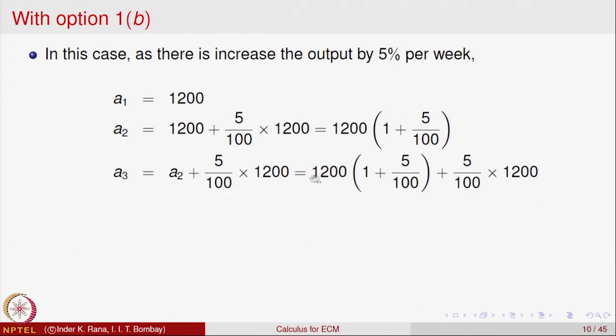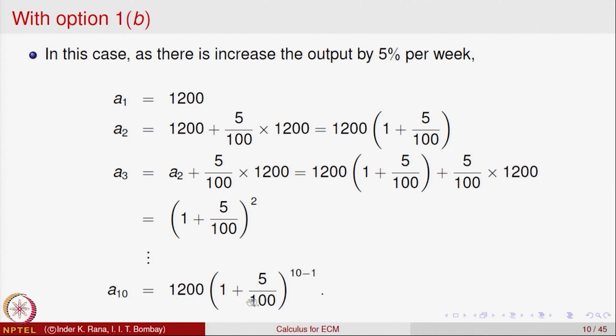And what will be A3? It will be A2 plus 5% of 1200, so that will be this. There is a typo here, it should be 1200 multiplied by 1 plus 5 over 100. So if you continue, at the 10th week, this will be the amount of production that will be produced. Again, by the given formula, that is a 5% increase, we are able to find out the 10th week.